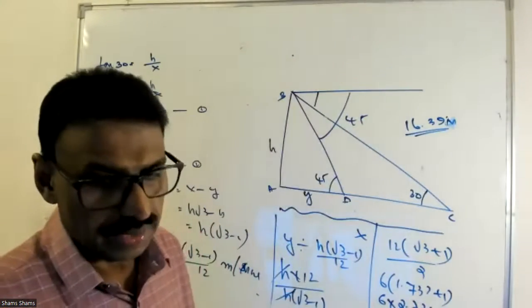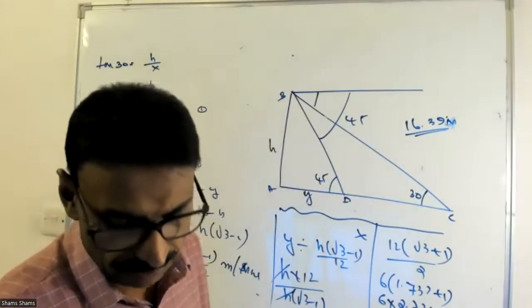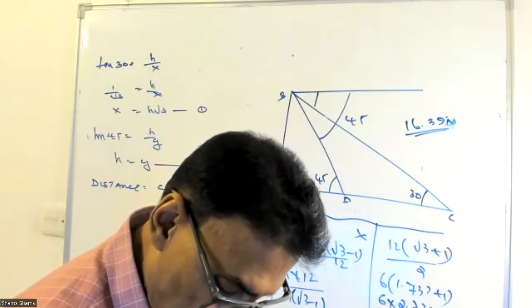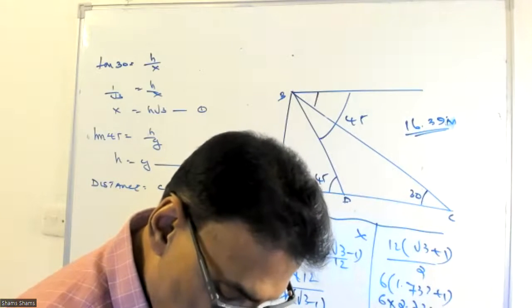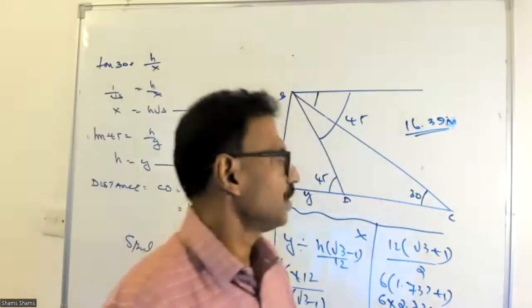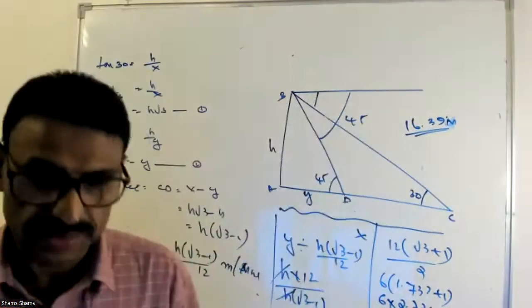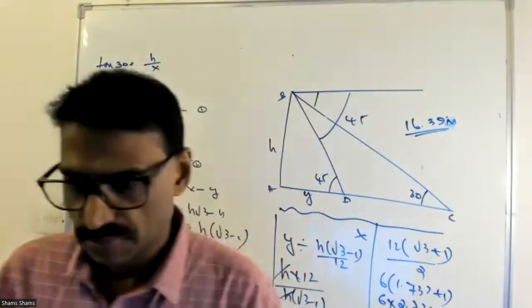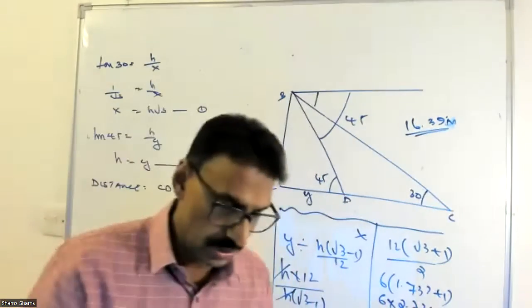Okay, in your paper they made a mistake. Actually, 0.39 into 60. How much is that? 16 minutes, 23 seconds. Like that. Okay, this is the answer. Yes, sir. Okay, so corrected now. This is a good question.